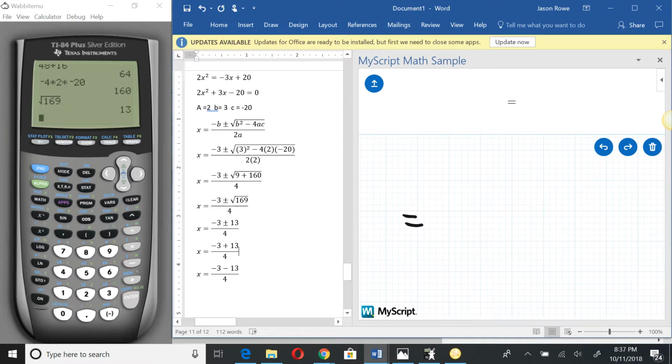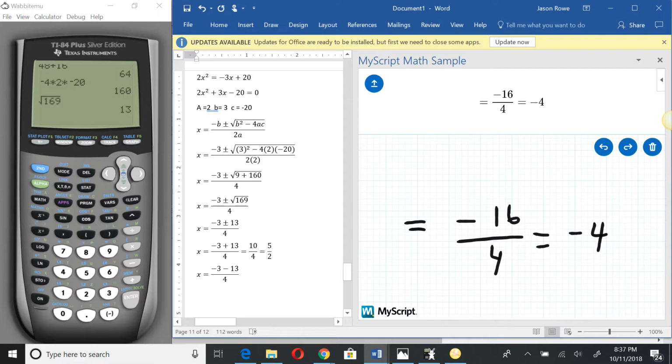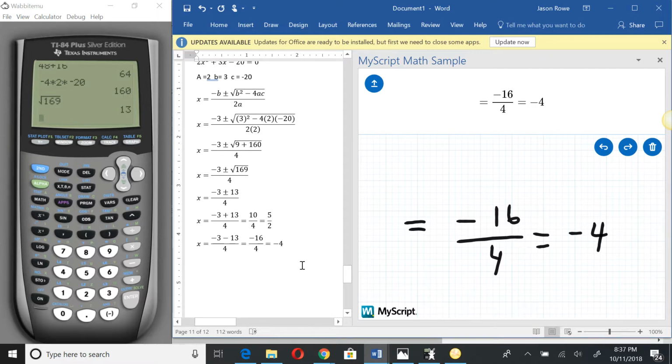negative 3 plus 13 is negative 10, or excuse me, positive 10, Mr. Riddle, divided by 4. That's going to reduce to 5 halves. So there's your first solution. Second solution, negative 3 minus 13 is negative 16. You divide that by 4, you get negative 4. So plug and chug, just make sure you follow the order of operations, and this really shouldn't be more difficult than that.